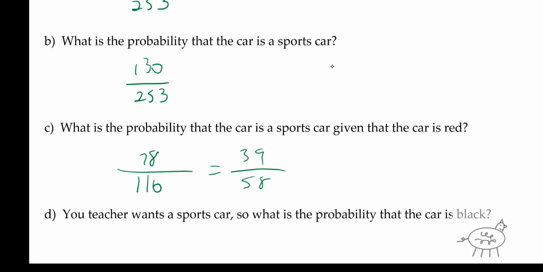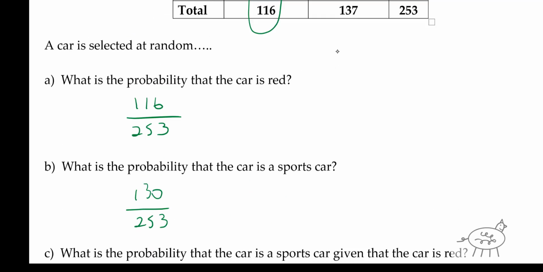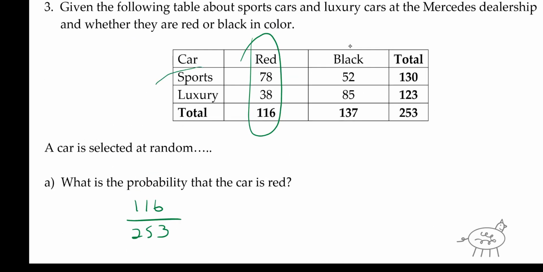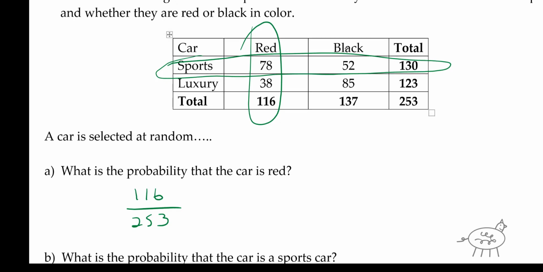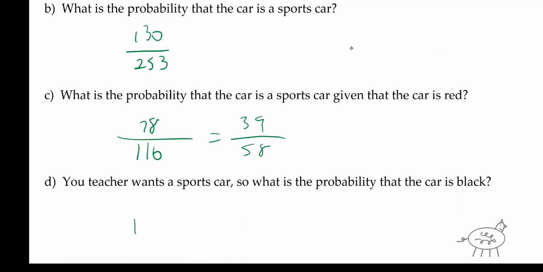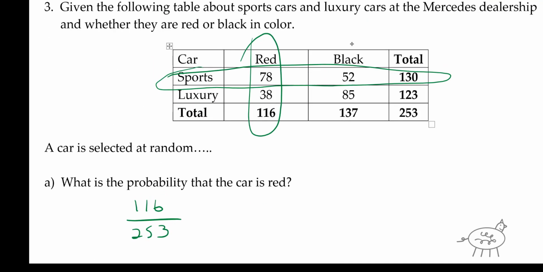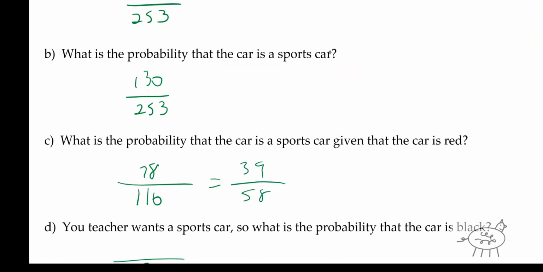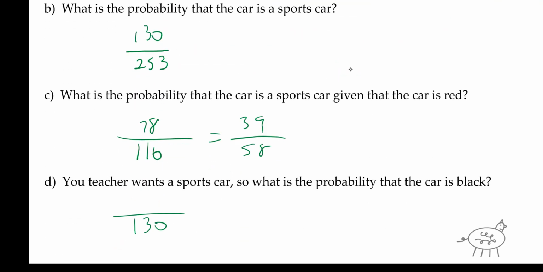And the last question, your teacher wants a sports car. That's me. What is the probability that the car is black? I know it's a sports car, which means we are right here. There are 130 sports cars, so that's my denominator. The top number is the number of black sports cars, and there are 52 black sports cars. So it's 52 over 130, or 2/5. All right, moving on.